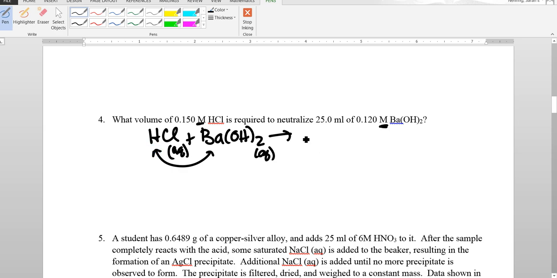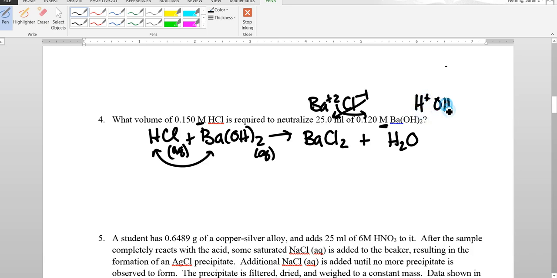The cations are going to switch places, so that's going to make BaCl2 because my barium ion has a +2 charge, right? So whenever I'm writing out the formula for an ionic compound, I have to consider the ion charges. And then H and OH combine to make water. So 1 H, 1 OH makes water.